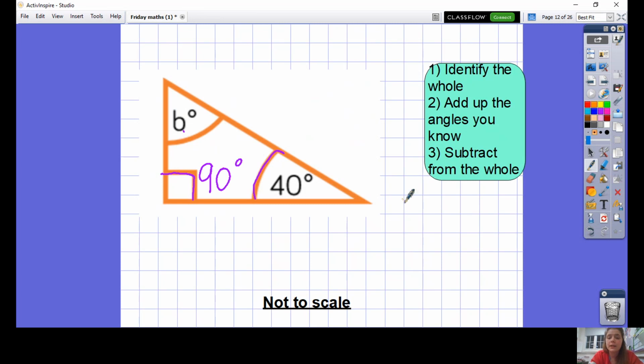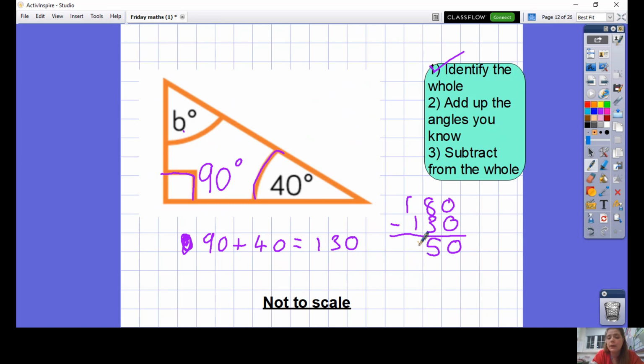So for this question, I identify my whole 180 degrees. Add up what you know. 90 add 40, I'm going to use a mental method for this, so I'll write it out like this, is 130. But remember, even if you're using a mental method, write it out. 180 take away 130 degrees then, 0 take away 0 is 0, 8 take away 3 is 5, and 1 take away 1 is 0. 50 degrees.